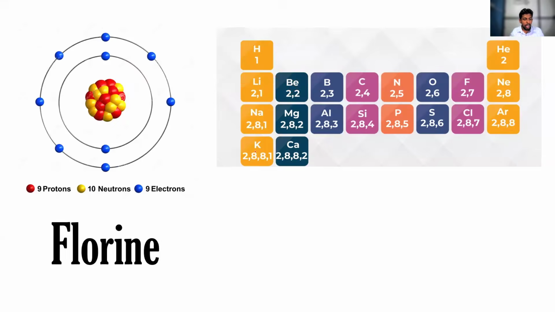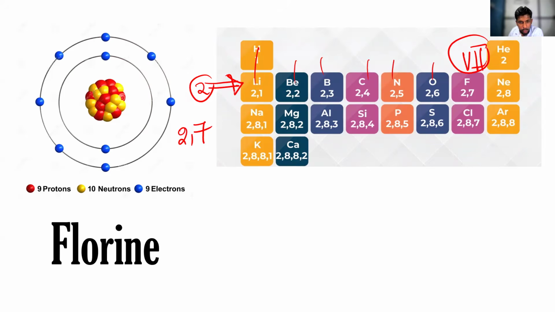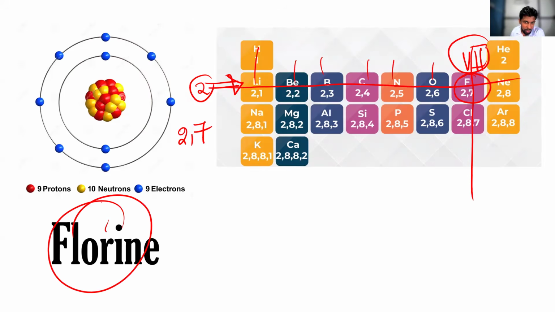Okay. Now, for the fluorine, can anyone tell me the electronic configuration here? 2, 7. Yeah, 2, 7. Very good. So here, how many numbers are there? 2 numbers are there. So second period. And what is the last number? 7. So seventh group. Very good. Seventh group. 1, 2, 3, 4, 5, 6, 7. Just check whether it is correct or wrong. Second period, seventh group, that is fluorine. Done.